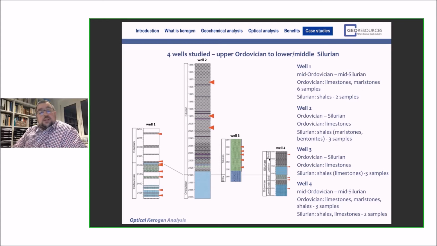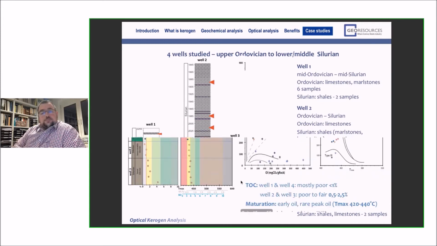There is a lot of shale across Poland in the early Silurian, also in the upper Ordovician, but there's not a lot of gas in the shale. So what is the problem? This was the reason to have a closer look at these early Silurian shales. These are the 4 wells that we studied, and we see mainly shales and mudstones were studied.